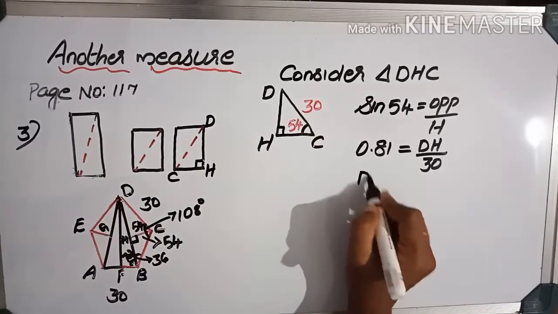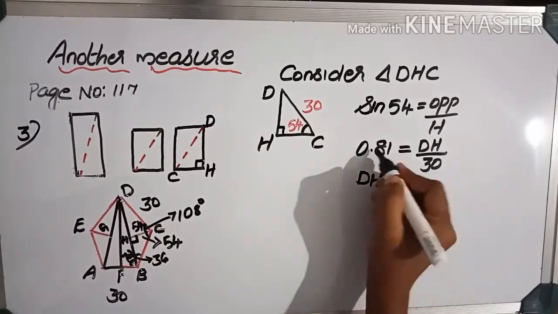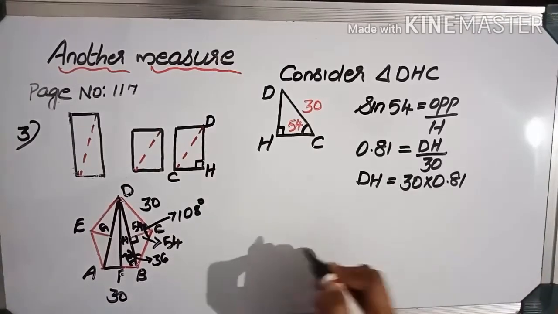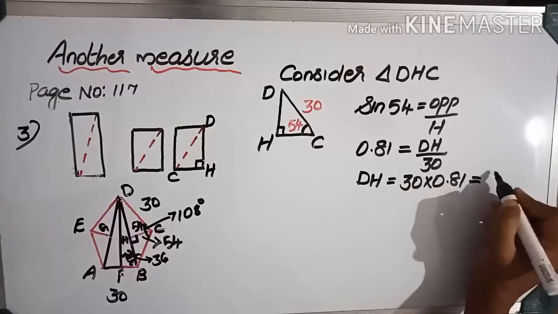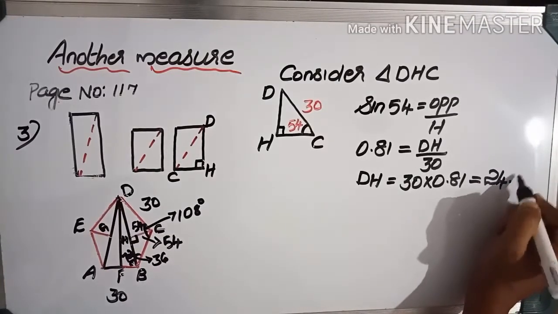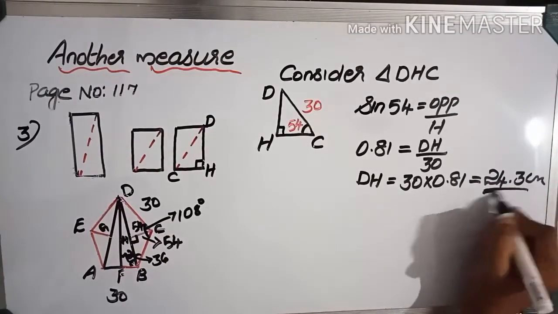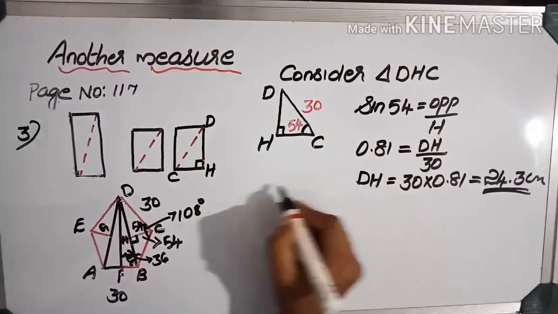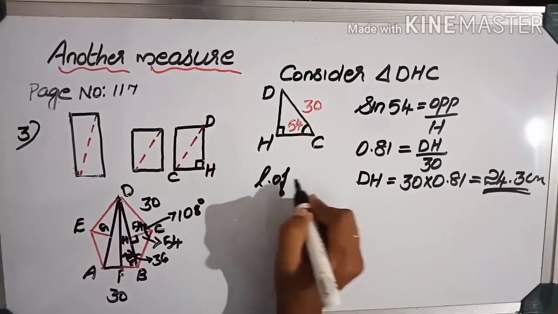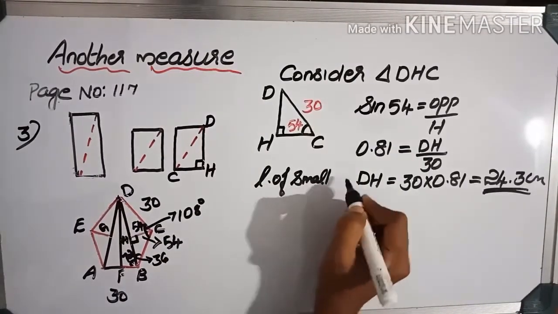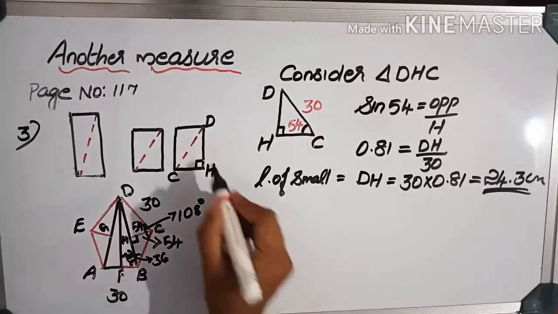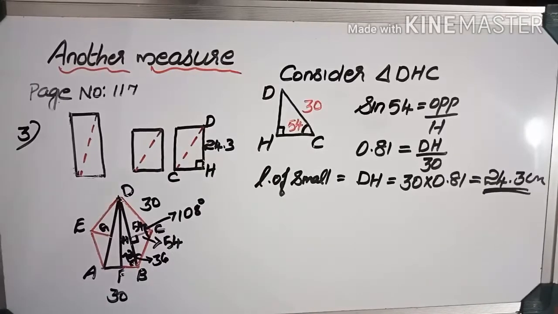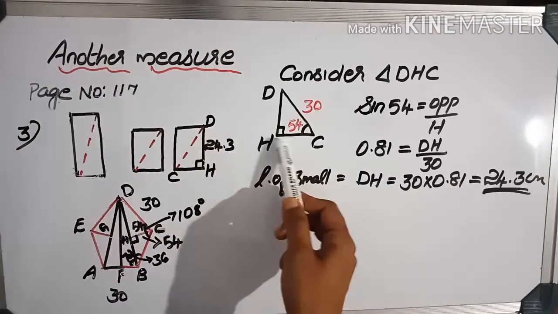So DH equals 30 into 0.81. Now when you multiply this, you will get the answer 24.3 centimeter. 24.3 centimeter is the DH. That means the length of the small rectangle is 24.3. Next we have to find the breadth.